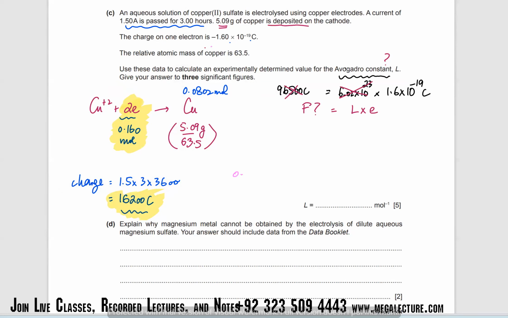0.160 moles of electrons. That's equal to how much charge? That's equal to 16,200 coulombs, right? So how much charge will be on 1 mole of electrons? You have to find that. But remember, this didn't come from the formula. This is the experimental Faraday constant. So what do you get as the experimental Faraday constant?